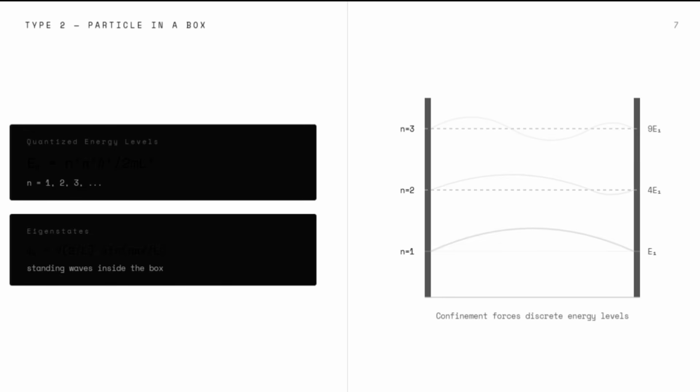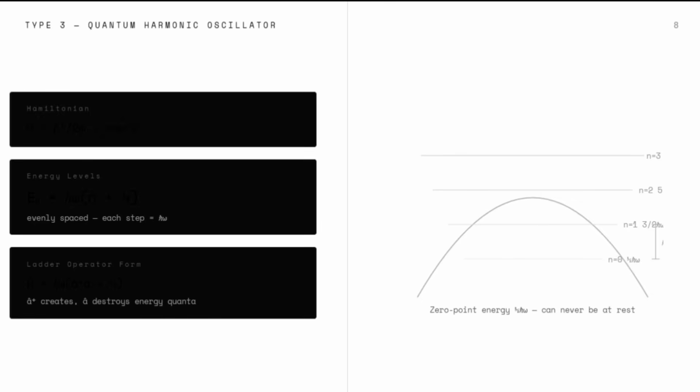The elegant way to work with this Hamiltonian is through ladder operators. We define a creation operator a dagger and an annihilation operator a. They do exactly what the names suggest. a dagger steps you up the energy ladder and a steps you down. In terms of these operators, the Hamiltonian rewrites beautifully. H hat equals h bar omega times the quantity a dagger a plus 1/2.